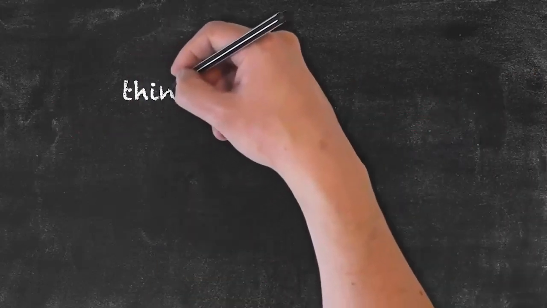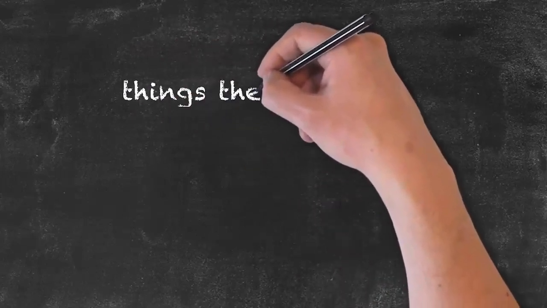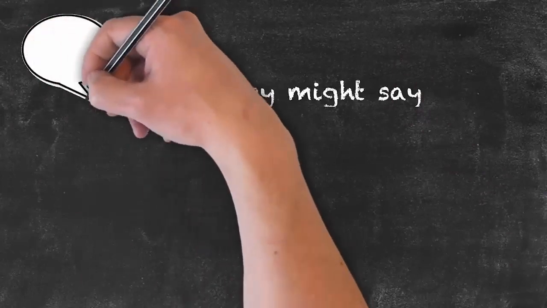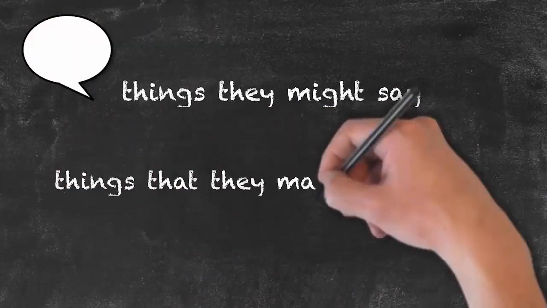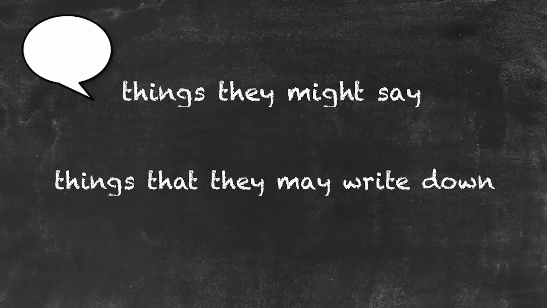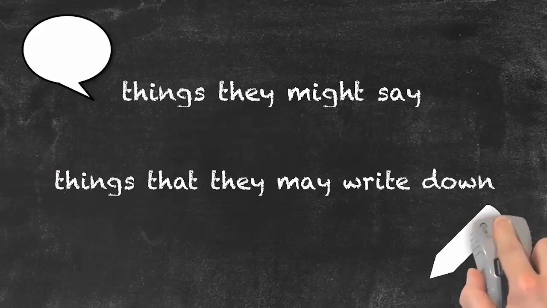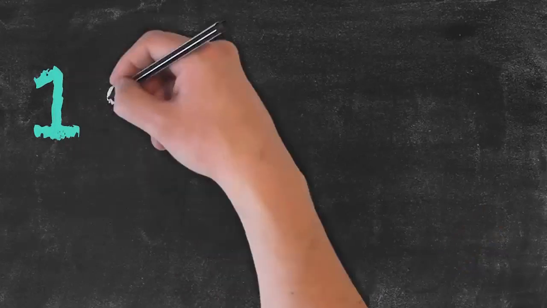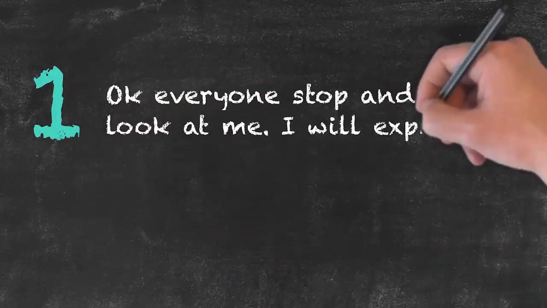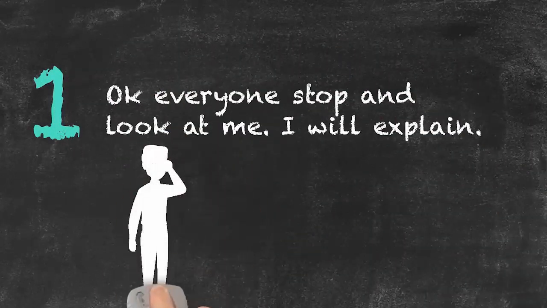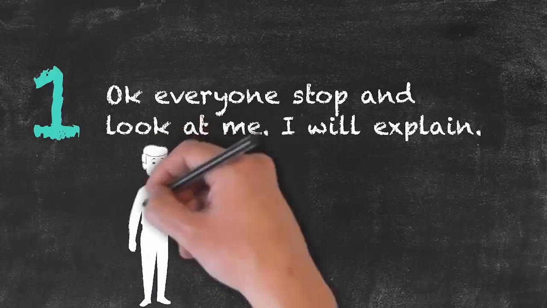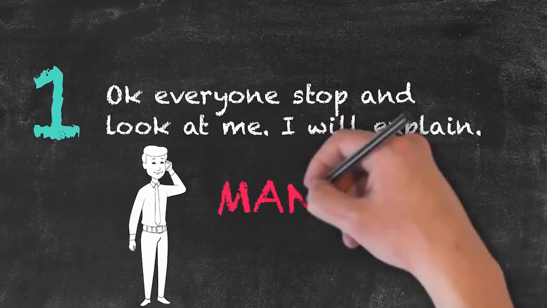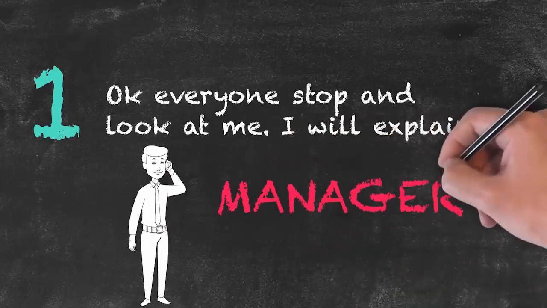In order to illustrate some of the things that the teacher could be doing at various times, we're going to use some of the things that they might say, or some of the things that they may write down, and from those we'll have a look at the role of the teacher at that point in time. So the teacher may say, for example, "Okay, everyone stop and look at me and I will explain." And the role of the teacher at that particular time is that of a manager. So the teacher is actually managing what is going on in the classroom.